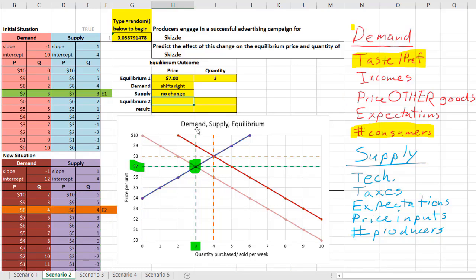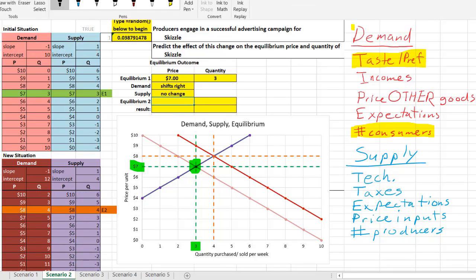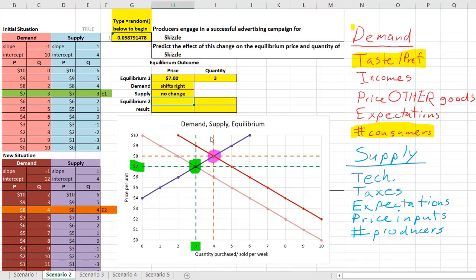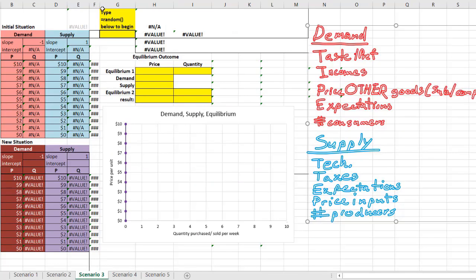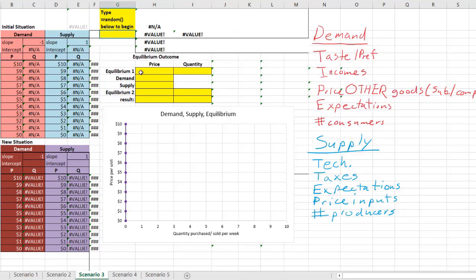Equilibrium 2. So let's highlight the new equilibrium. So the new equilibrium's up here at a price of 8 and a quantity of 4. So let's type those values in. Price of 8, quantity of 4. And that means price increased and quantity increased. Let's try another one. Maybe let's see if we can maybe draw a supply shifter here.